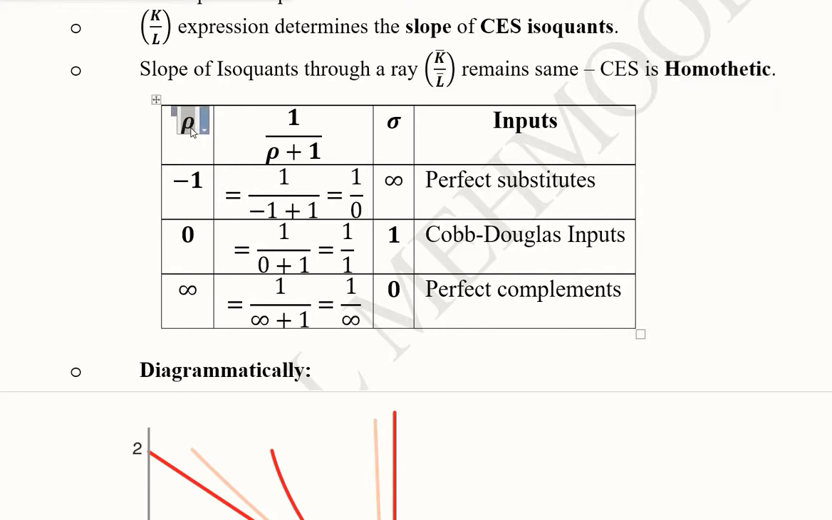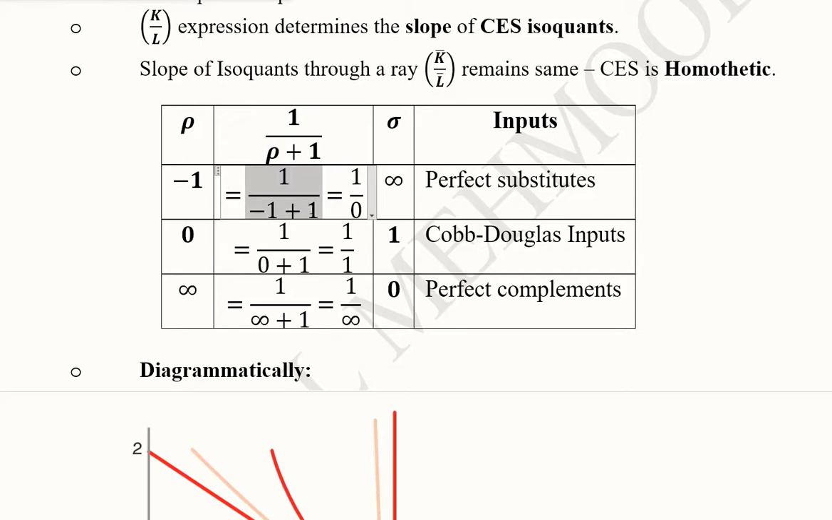Now the values are taken of rho and sigma, and by using the formula. For example, if the value of rho is -1, 0 and infinity, these are three values, two extreme values and one value in the middle. As we remember, the range of rho started from -1 and it can go to infinity. So somewhere in the middle there is 0, so we chose this value. Now we put these values into the formula of elasticity of substitution, which was 1 over rho plus 1, that we developed in the last video. You can refer back to it if you want to.